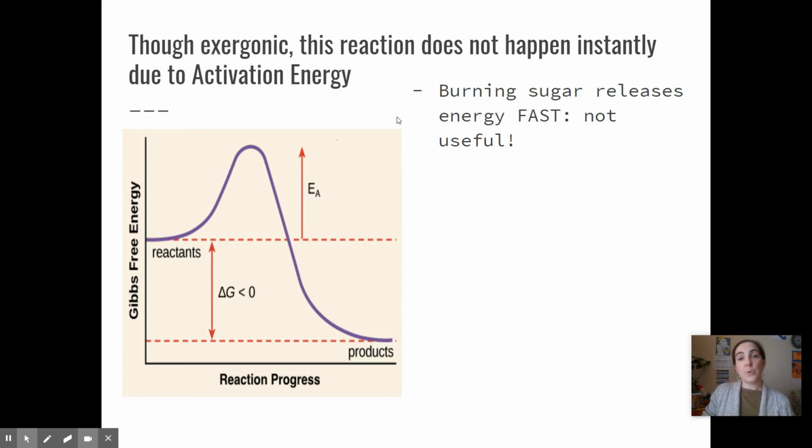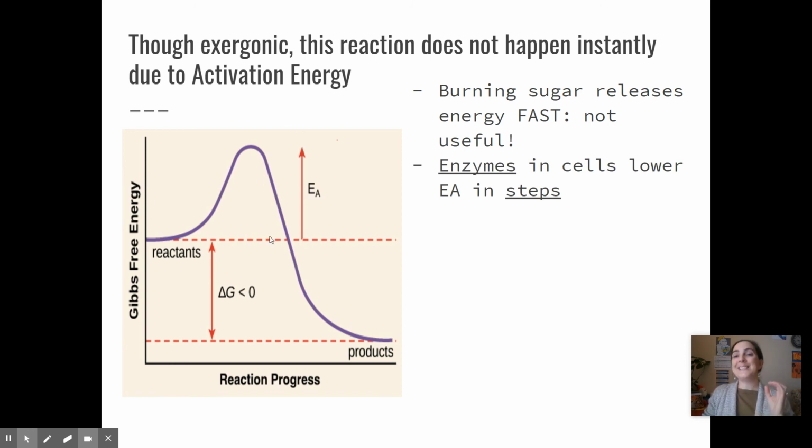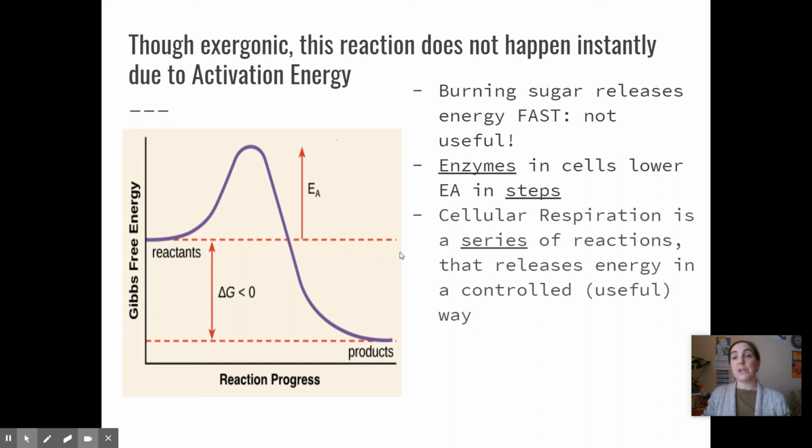So the way that this works in living things is that we have enzymes that decrease this activation energy in steps. Cellular respiration is a multi-step process. You saw that in one of those first diagrams today. There are lots of steps in there. And the reason that it works better as a series of steps like that is then it releases the energy in a controlled, useful way.